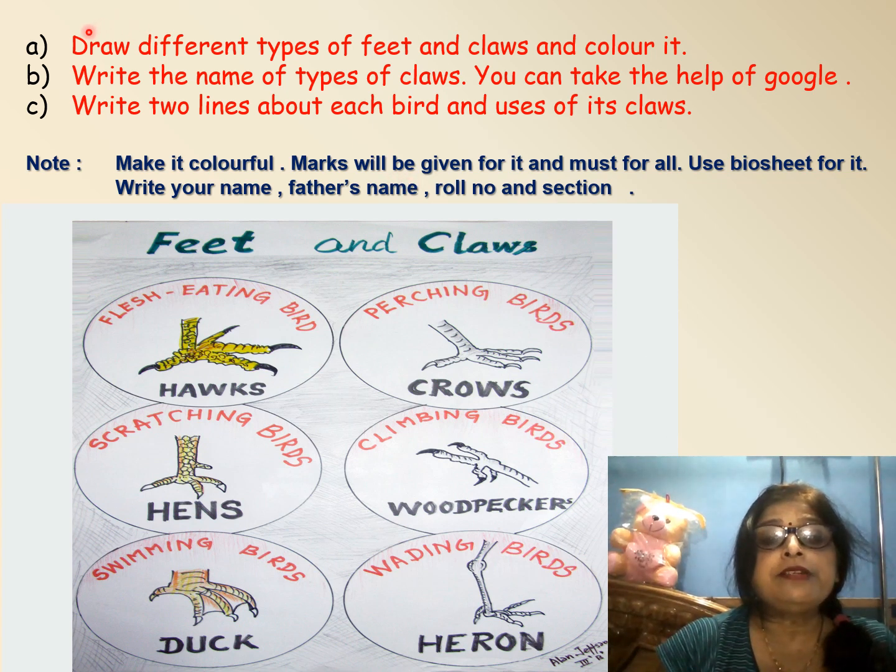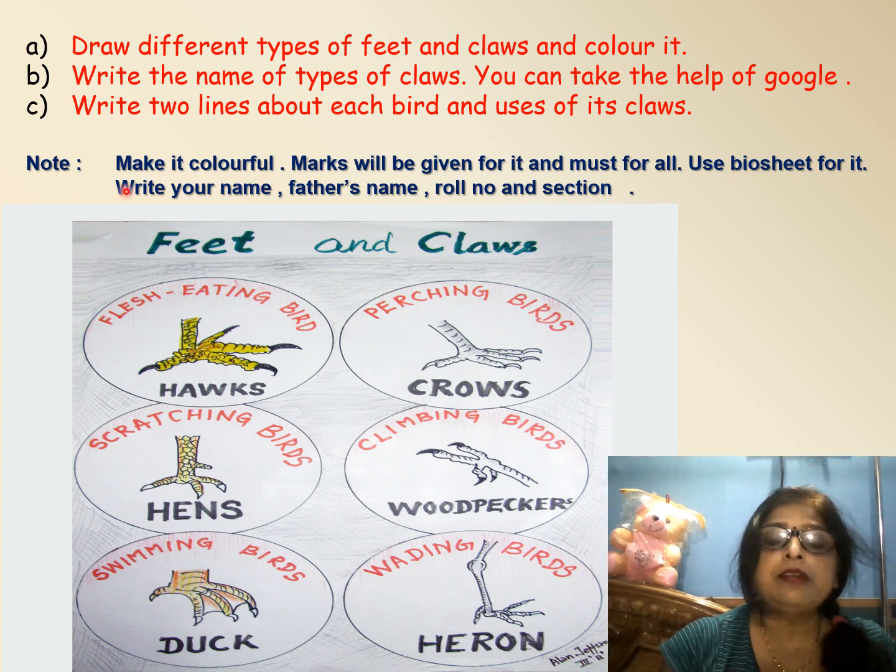Next activity is draw different types of feet and claws and color it. All different types of feet and claws are given here, and here the types of birds are also given, and you have to draw it and color it. Write the name of types of claws, and you can take the help of Google. Write 2 lines about each bird and the uses of its claws.